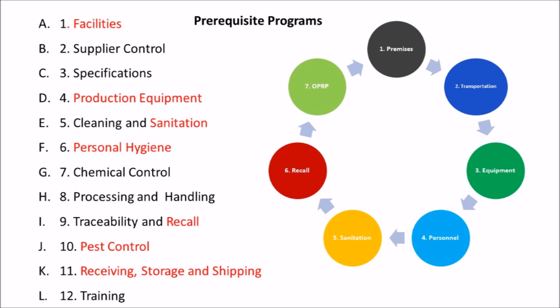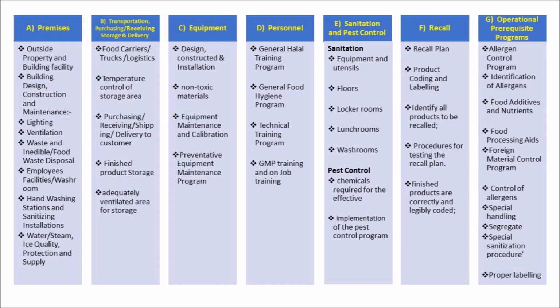All these things I just explained a bit about this prerequisite program. Okay, this one is only the title. Let me show you more details. When you talk about the facilities, of course, the premises. So the properties and the building facilities, the building, the design, the construction, the process flow in the building, maintenance, lighting, ventilation, and all this have to be looked into as part of the food safety program, including halal. And then the waste management, employee facilities, washroom, uniform, water, steam, ice quality, protection and supply. This is the prerequisite program related to premises or facilities.